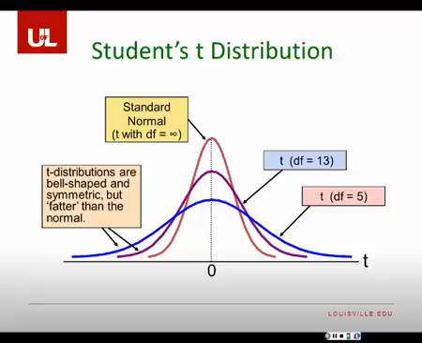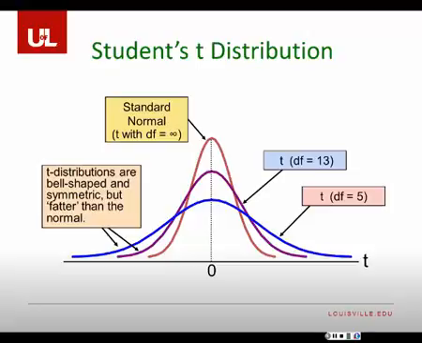Which means that when we construct our confidence intervals using a t distribution rather than a z distribution, are they going to get wider or are they going to get narrower? Wider. They're going to get wider. Because now we have to go further into the tail in order to get 95% confidence.